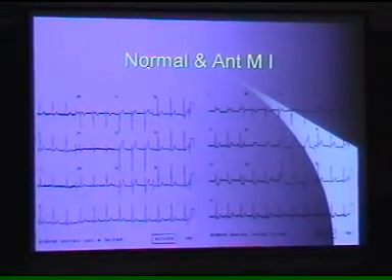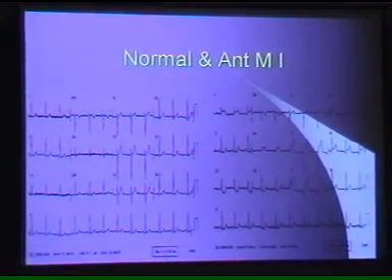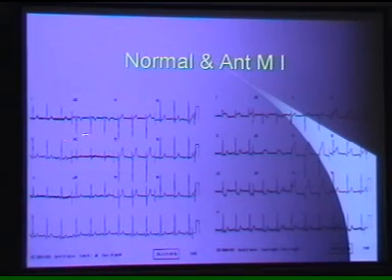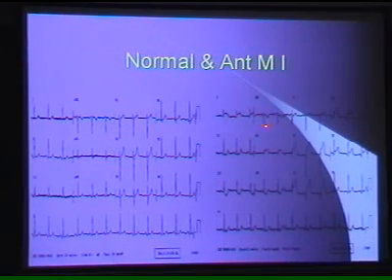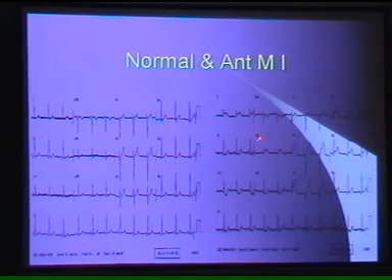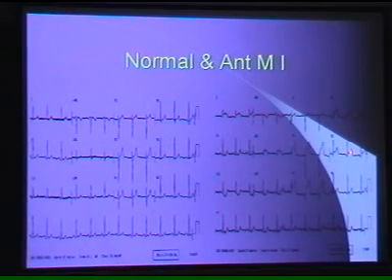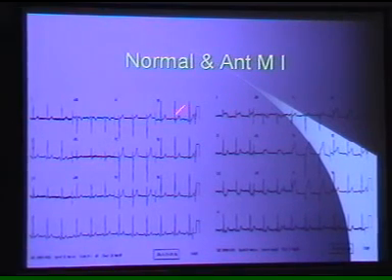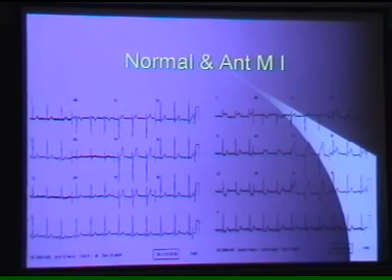Now the normal ECG is shown here, and we can see that the ST segment is isoelectric, whereas on this side we find that the patient has ST segment elevations. Now that is the normal versus the anterior myocardial infarction. Next one.